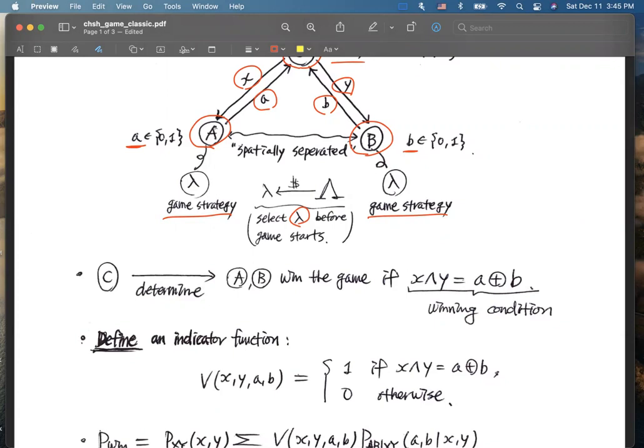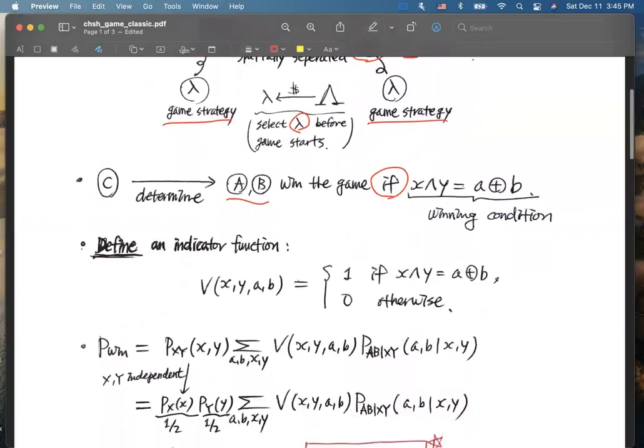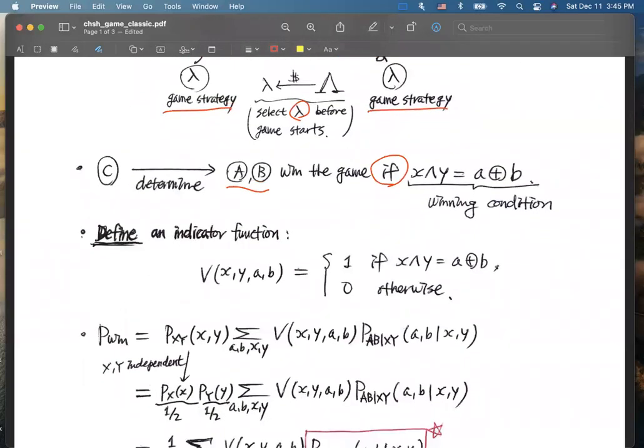who wins the game. The winning condition is as follows: if x AND y is equal to a XOR b, that is true, then Alice and Bob win the game. Otherwise, they lose.